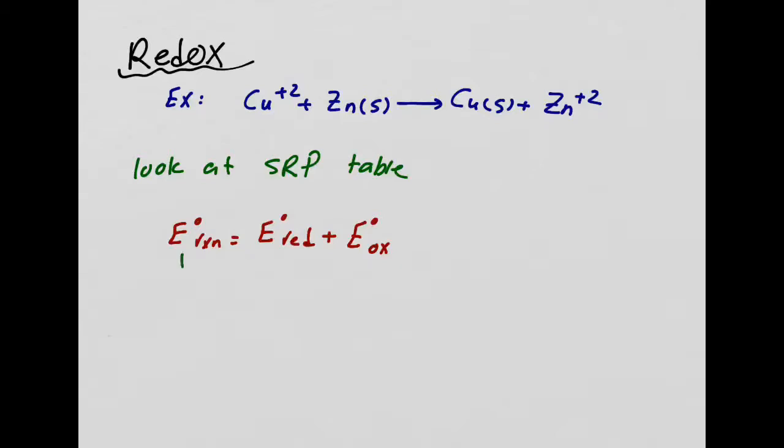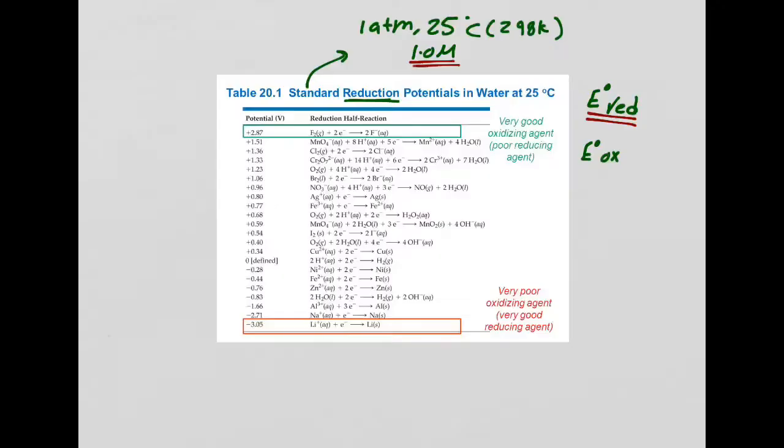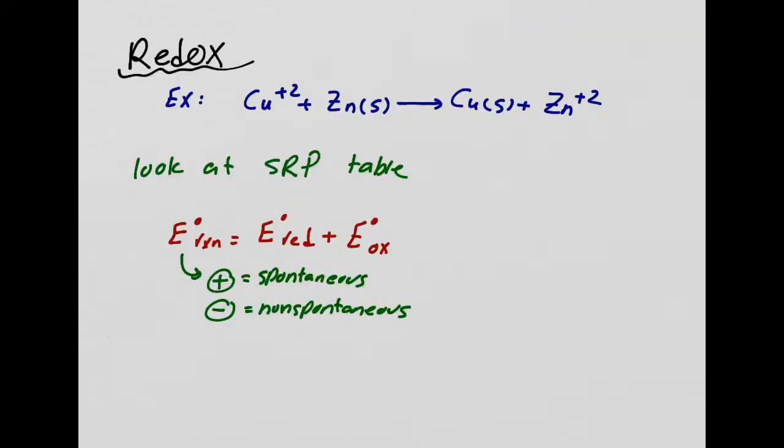And if this number ends up being positive, what that means is you are going to have a spontaneous reaction. And if this number ends up being negative, what that means is you have a non-spontaneous redox reaction. So we need to do more work for this reaction to happen. Okay. So now that you know the basics, before we get more into this, get a little fancier with the table, let's go back and look at this reaction.